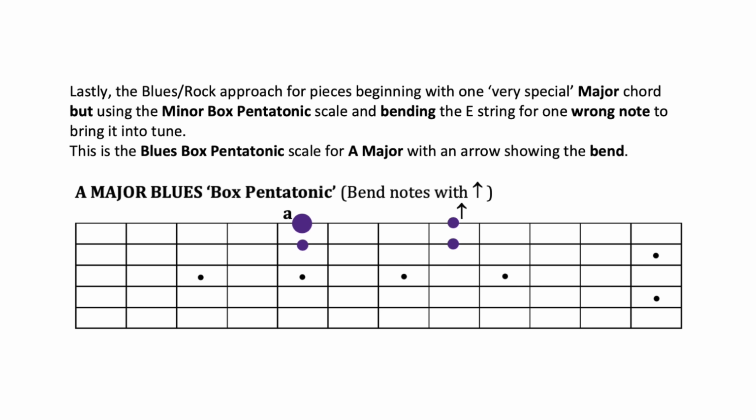Lastly, the blues rock approach for pieces beginning with one very special major chord but using the minor box pentatonic scale and bending the E string for one wrong note to bring it into tune. This is the blues box pentatonic scale for A major with an arrow showing the bend.